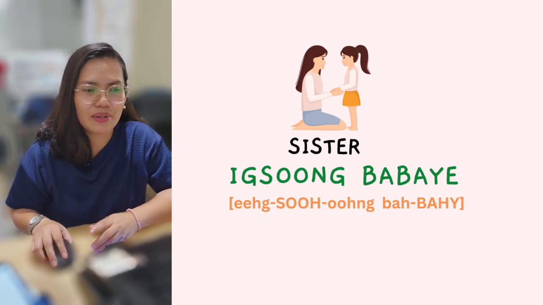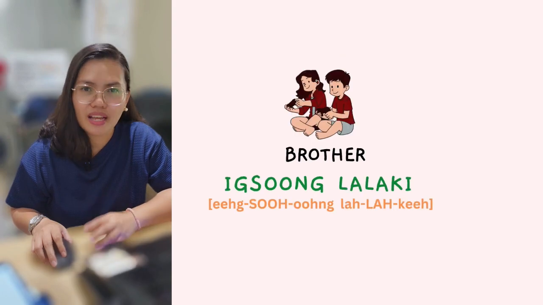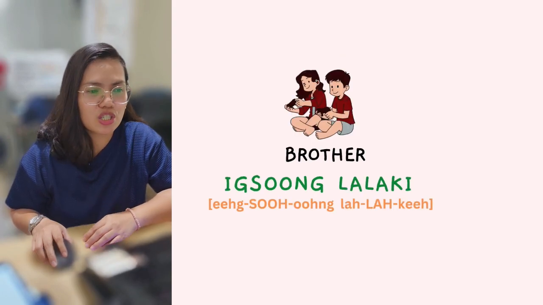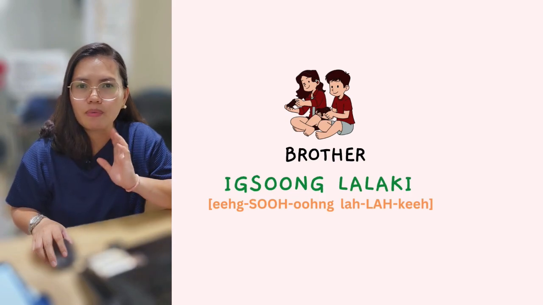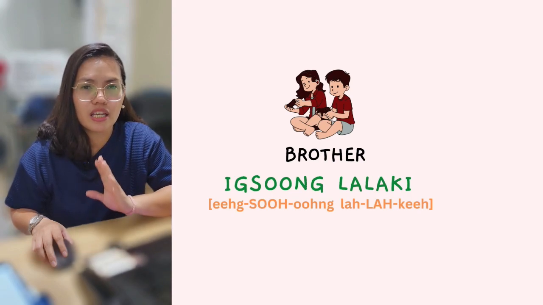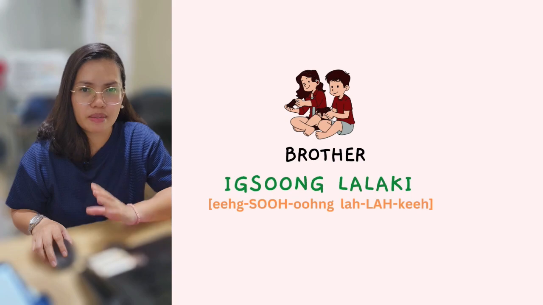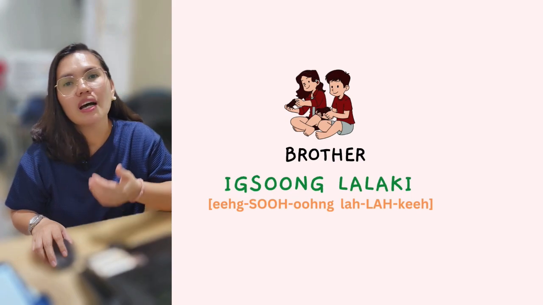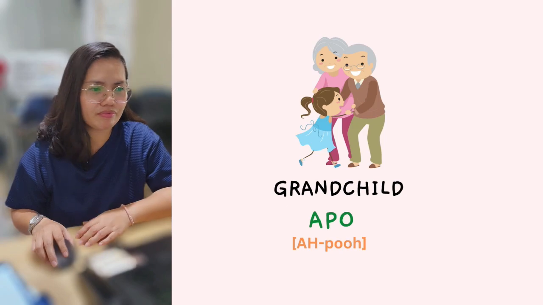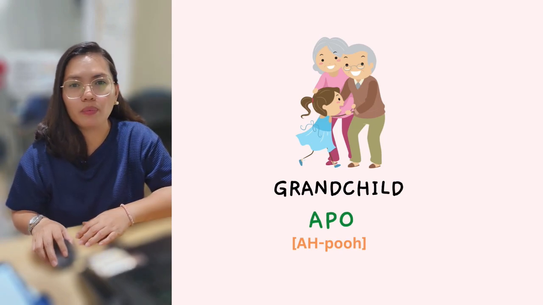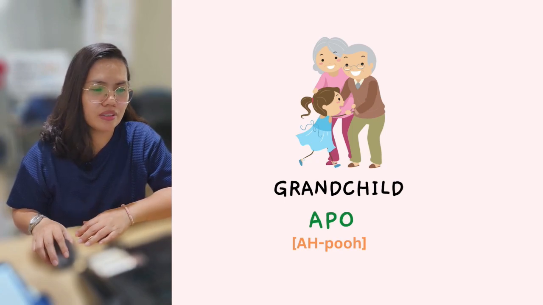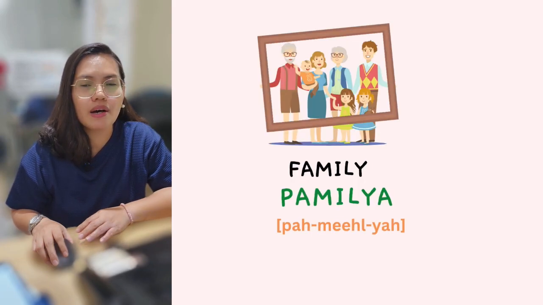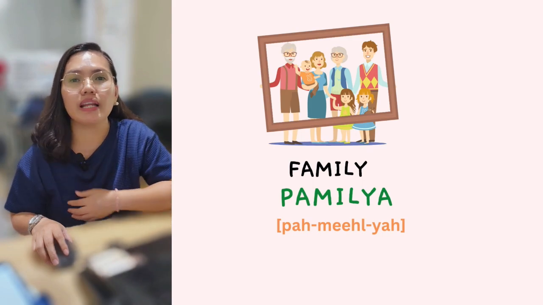Igsuong babae. Next one. Brother. Igsuong lalaki. I think in the previous video, I discussed igsuon. So, igsuon is sibling. Okay, so when you say brother, igsuong lalaki. Okay, next one, we have grandchild. Apo. Okay, apo, grandchild. Next one, family. Pamilya, family.